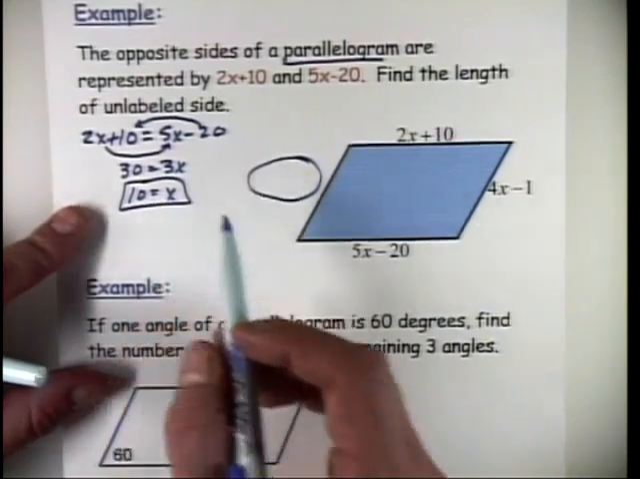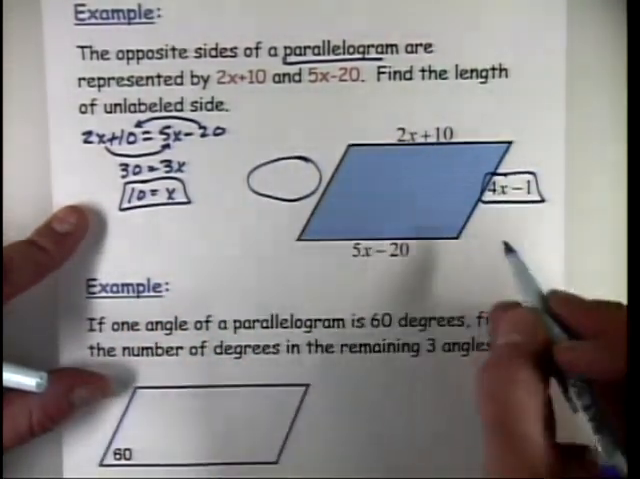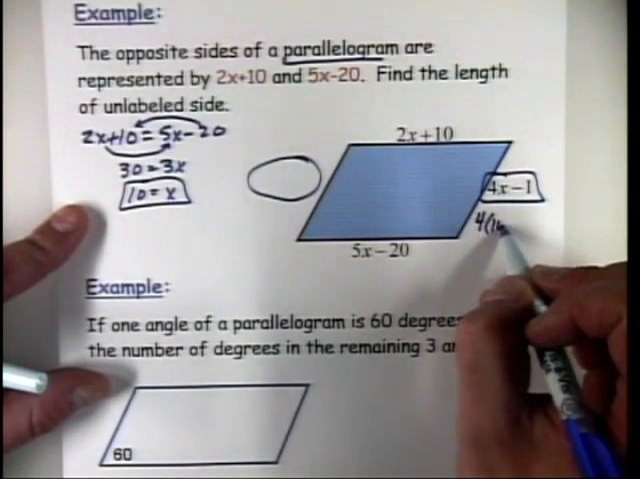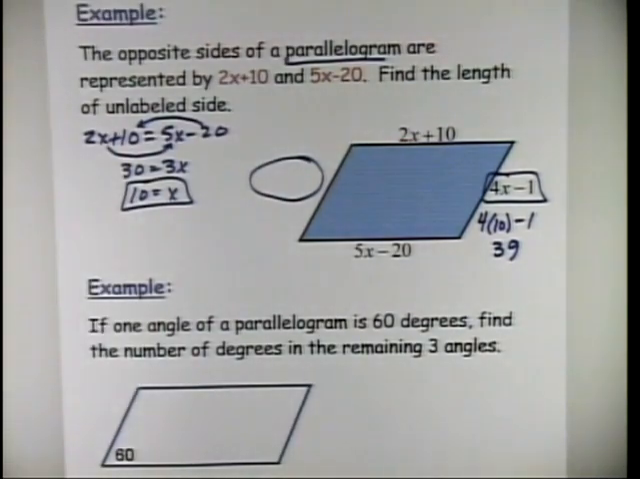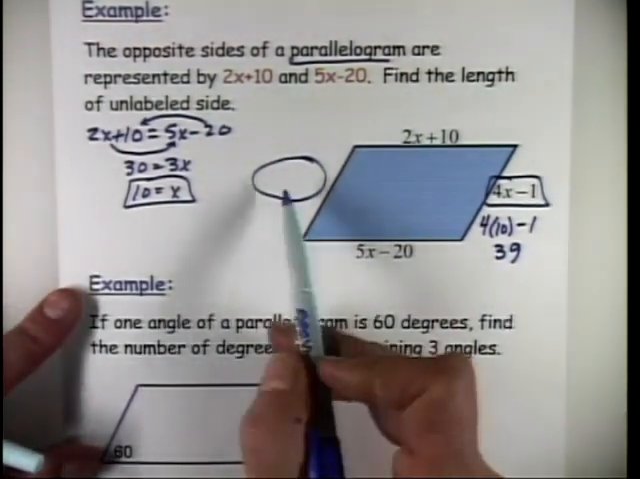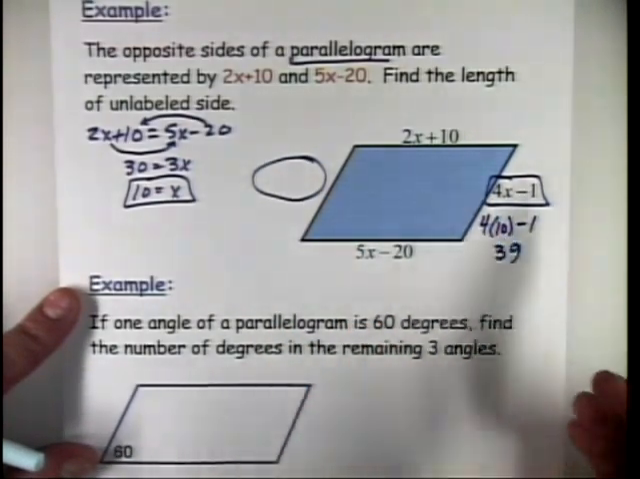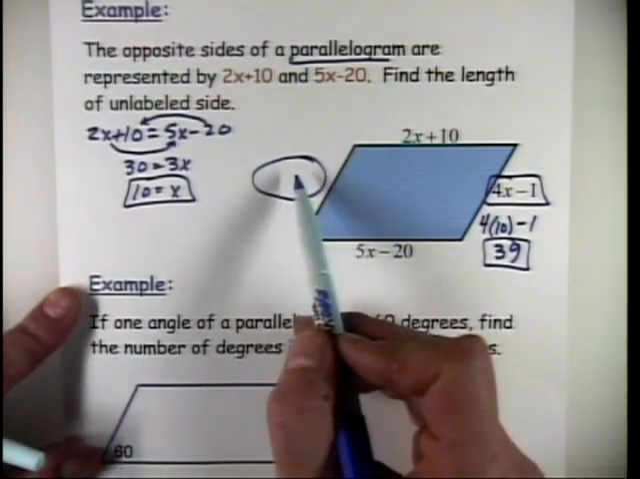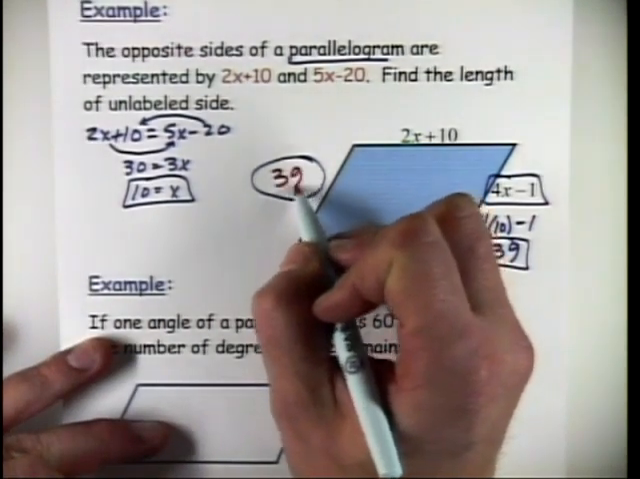Now that I know that x is 10, I can figure out what this length is. It's 4 times x minus 1. So that must be 4 times 10 minus 1, which is 39 units, whatever the units may be: inches, feet, miles, furlongs. But how can I use that to help me know what this is? Well, remember, opposite sides are congruent, which means they have the same measure. So if this one's 39, guess what the unlabeled side must be? It must be 39 as well.